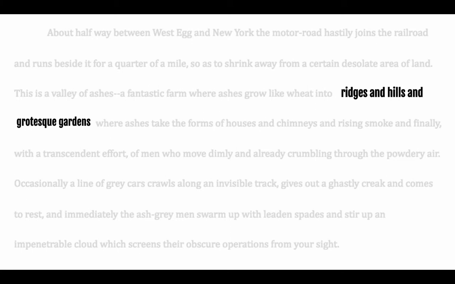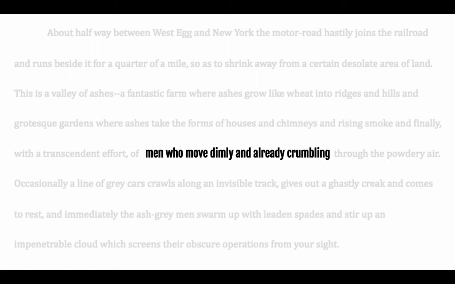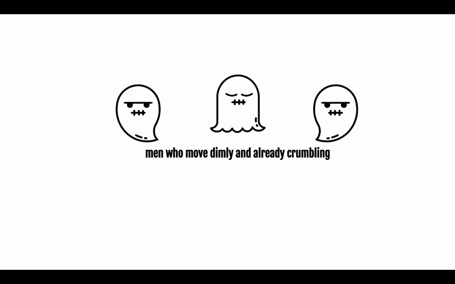Okay, so the ashes take the forms of houses and chimneys, they're so thick, and rising smoke, and finally, with a transcendent effort of men who move dimly and already crumbling through the powdery air. I'm picturing an ash man, like a man made entirely out of the burnt out dust of a life that's been destroyed. The narrator says that the ashes take the form of men and that those men move dimly and already crumbling through the powdery air.